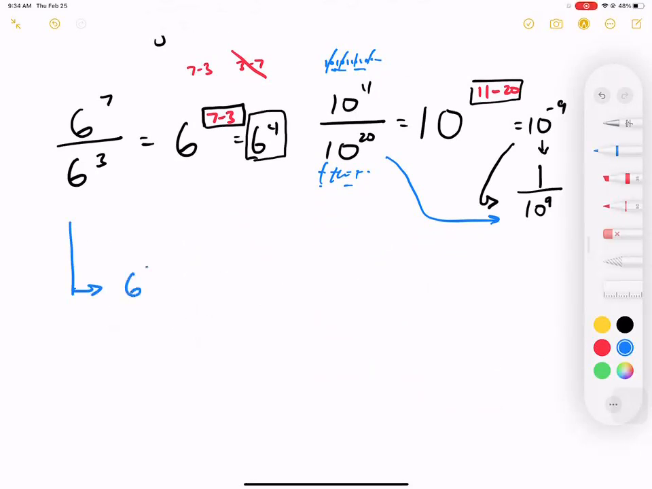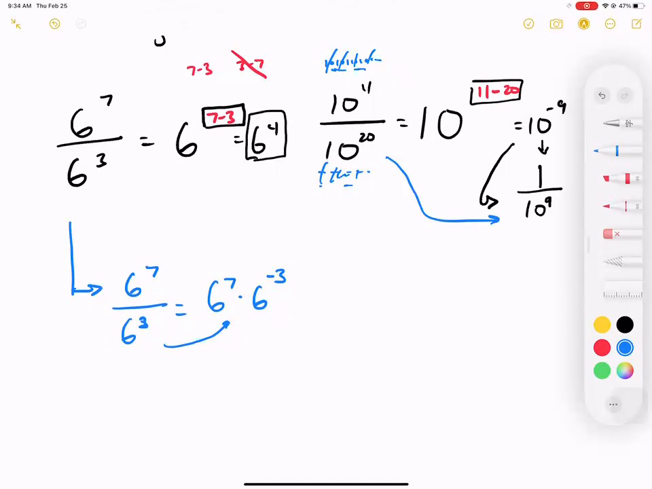If I write 6 to the 7th power over 6 to the 3rd power, we can say, you know what? I'm going to rewrite this so they're all on top. They're all on the same side. So that means 6 to the 7 times 6 to the negative 3 power. Are you guys okay with how I wrote this on top as a negative exponent?